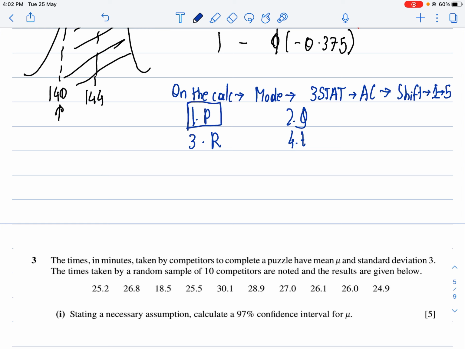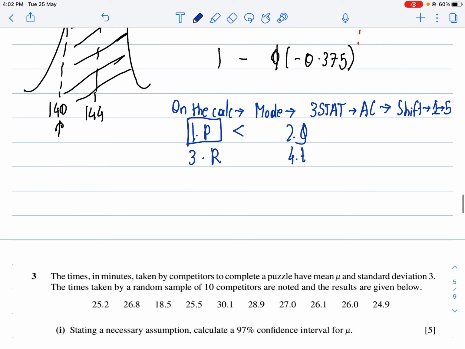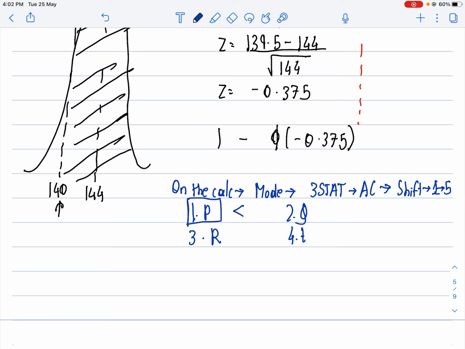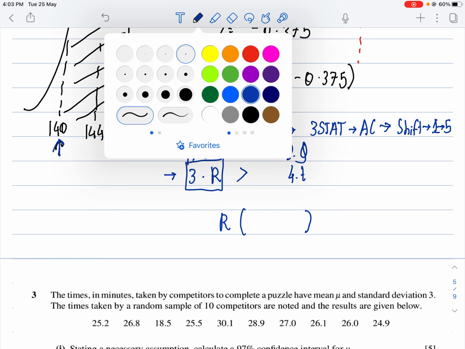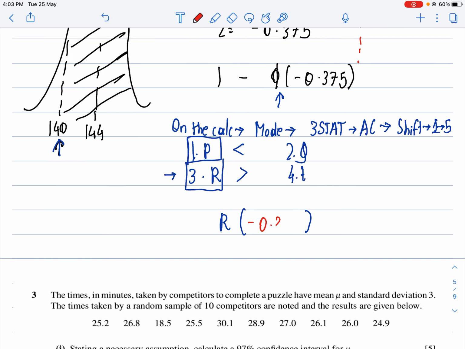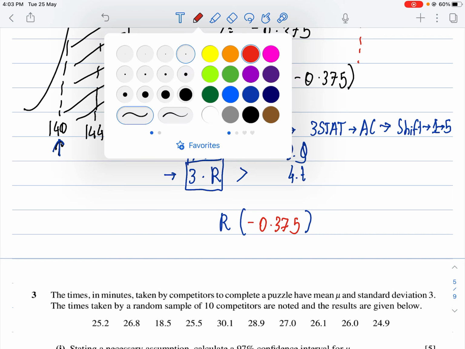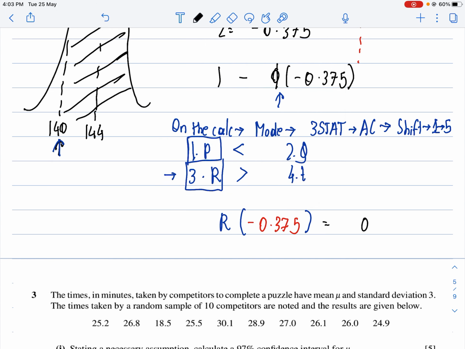P basically means less than the Z value, and R basically means more than the Z value. Here we are calculating more than because of 1 minus phi, so I simply click on option 3. When I click on 3, I get R with a bracket like this. Here I simply put minus 0.375. When I click on equal to, I get my answer as 0.646, which is the final answer of the question.